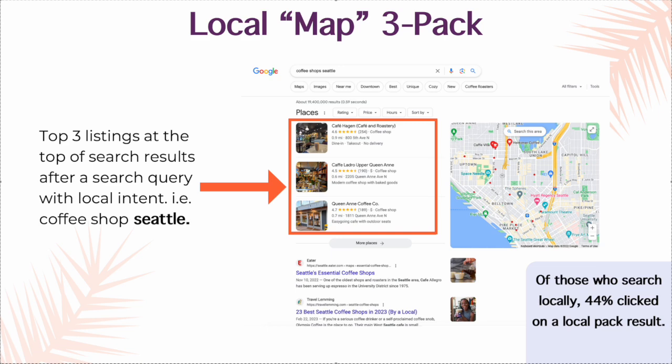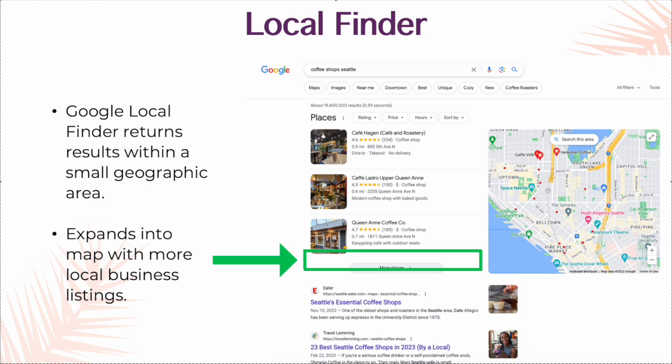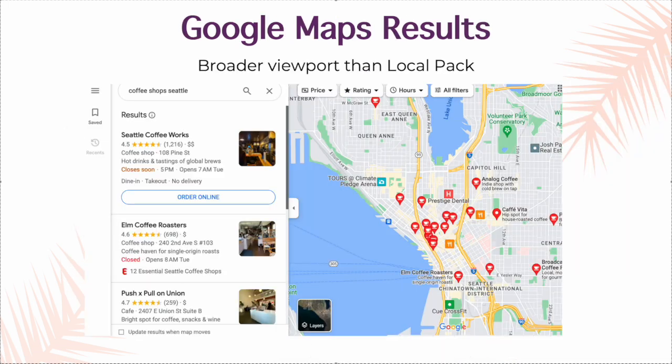Then we have the local finder. That expands the map out, so you can go into it and look throughout the map. That's where you'll have a little bit more success if you don't hit in that top 3. And then again, in Google Maps, you want to be up high on the results, but within Google Maps, people can search for you. If they're looking for coffee, it's really important that you have information about coffee on your profile. Any questions so far?